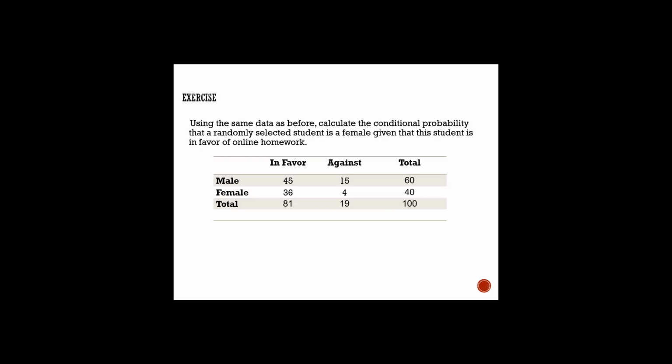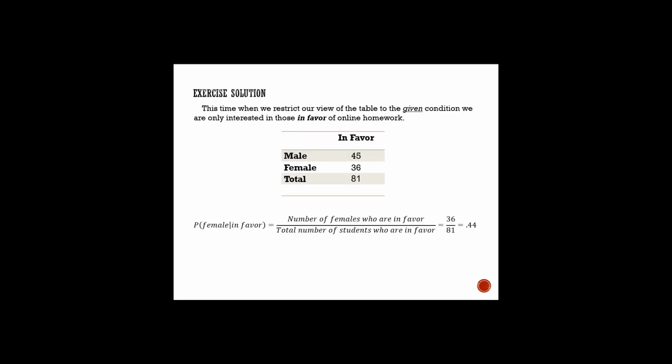Now use the same procedure that I just did, and I want you to calculate the probability of a student being selected that is female, given that this student is in favor of online homework. First, write it out. Probability of female given in favor. You should be able to write that probability statement just like I did in favor male before. I said female given in favor, right? So here's what it should look like.